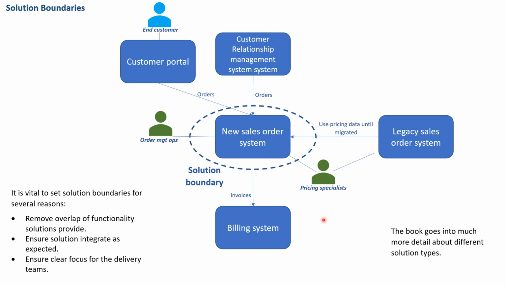So here's just an example of a solution boundary diagram. You're seeing here within the sales system, this is the scope of what it does. It's there to take orders for sales. It's not a billing system. It's not a CRM system. It's not a portal. It works with those, so it interacts with those. Each of these would have its own solution architecture. So this scoping is really, really important, so everyone is clear, including all the stakeholders and all the other solution architects you may work with, on the scope of your solution.